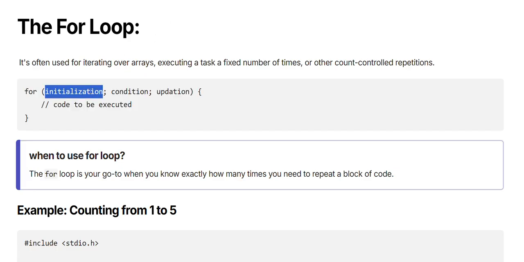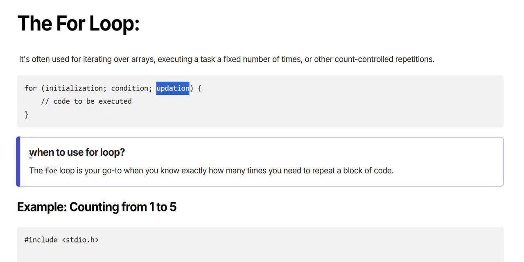This is initialization. This statement is executed only once at the beginning of the loop. It typically initializes a loop counter variable, and this is the condition evaluated before each iteration. If the condition is true, the loop body executes. If false, the loop terminates. And this here is the updation executed after each iteration of the loop body. It usually updates the loop counter variable. And we use for loop when we know how many times the block of code is to be repeated.